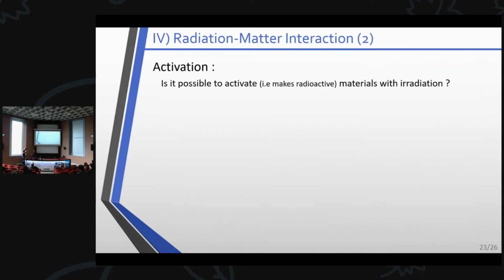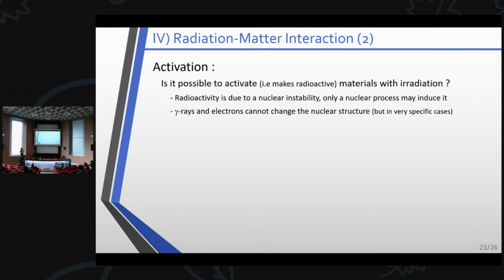Okay, there was a question about activation. The activation is the process which makes your sample or materials radioactive. So is it possible to have some activation in the process of material irradiation? Well, radioactivity is due to a nuclear instability. It means that you need to change your nuclear structure to make it radioactive. So gamma rays and electrons cannot change the nuclear structure. So they cannot give you an activation of your sample.